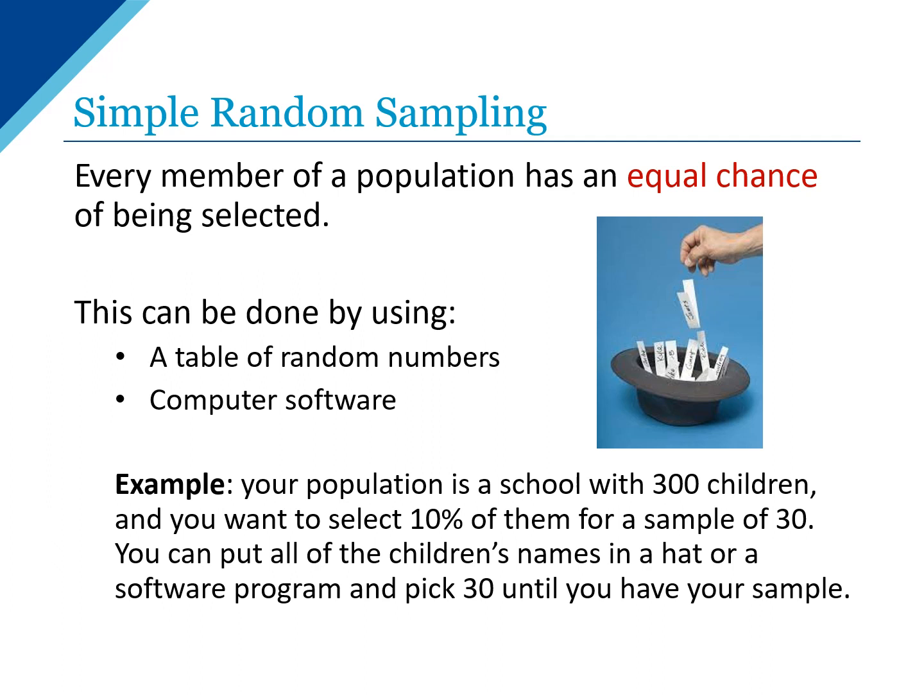One example might be that you want to sample a population of a school with 300 children, and you want to select 10% of them for a sample of 30. You can put all of the children's names in a hat, or randomize them in a software program, and pick 30 until you have your sample.